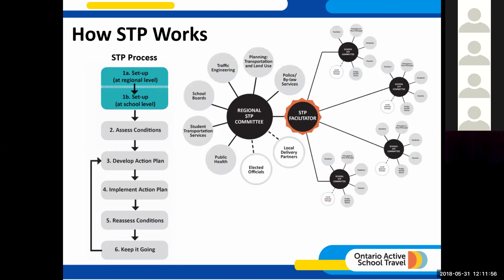All right, so just one regional committee is established per region, but one school committee is formed for each school that a facilitator works with. So this diagram shows how a single facilitator would be working with 4 schools, 1 regional committee. However, I just wanted to note that the actual number of schools that a facilitator would work with might vary, not necessarily 4.